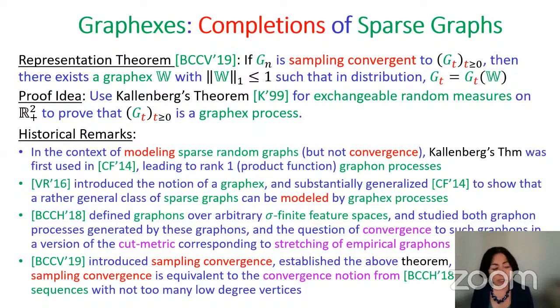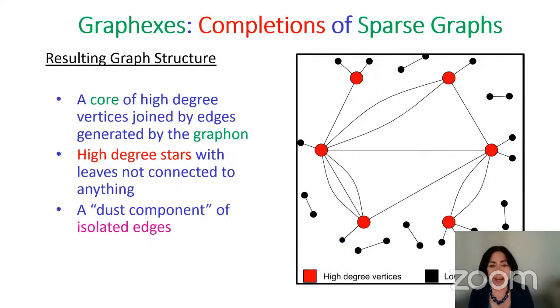With Henry Cohn, Christian Borgs, and Nina Holden, we defined Graphons over arbitrary sigma finite feature spaces and studied both the Graphon processes which were generated by these Graphons and the question of convergence to such Graphons in a version of the cut metric corresponding to the stretching of empirical Graphons. And finally, with Christian Borgs, Henry Cohn, and Victor Veitch, we introduced sampling convergence, established the above theorem, and showed that sampling convergence is equivalent to the convergence notion from the previous work with Nina Holden if there are not too many low degree vertices. And so this is what the graph ends up looking like. We have a set of high degree vertices, S.